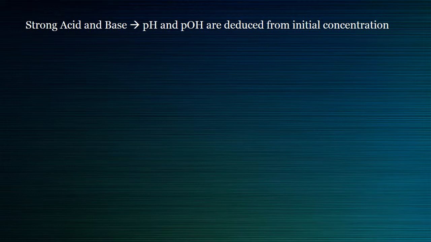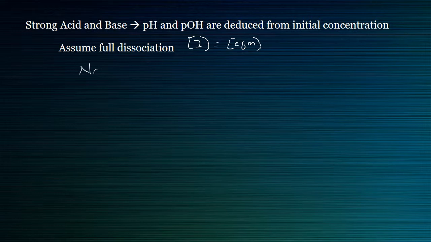Now looking at how we can do this with solution calculations, looking at strong acids and bases. What's nice is your pH and pOH can be deduced from your initial concentration. That's because we can assume full dissociation, which means the concentration you have initially equals the concentration you're going to have at equilibrium within the reaction. So let's look at a base and then we'll look at an acid. If we have the dissociation of sodium hydroxide, it's going to fully dissociate into sodium ions and hydroxide ions.